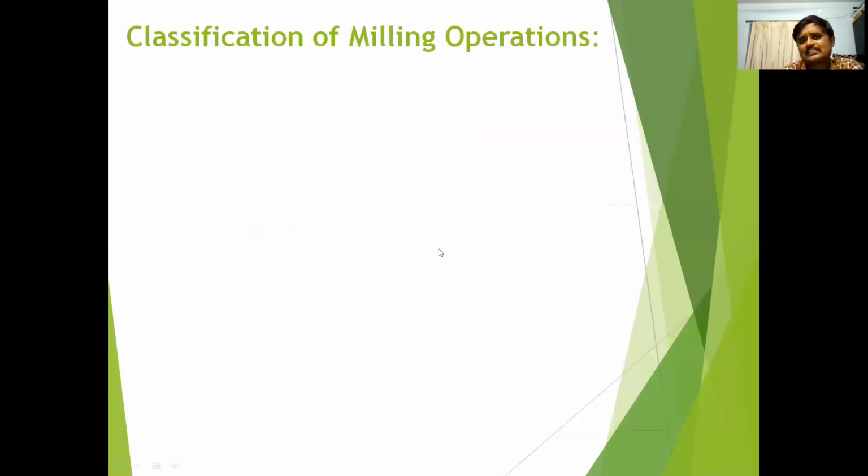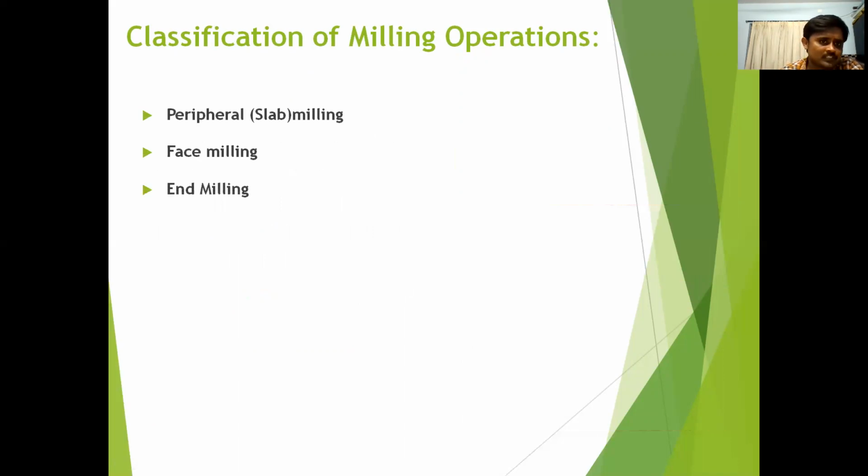Now we'll see the classification of milling operations. Generally the milling operation is classified into three types. One is peripheral milling, or you can call it slab milling, then face milling, and end milling. So we'll discuss one by one.